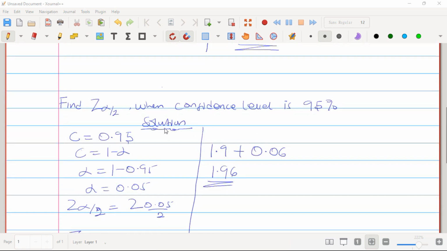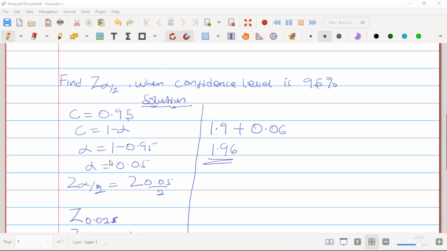And then we are going to also find z-subscript alpha divided by 2 when our confidence level is 95%. That's the same procedure that we are going to walk through, right? So here we know that our c is equal to 0.95, and we know that c is equal to 1 minus alpha, right? When you make alpha the subject, you are going to get alpha to be 0.05.